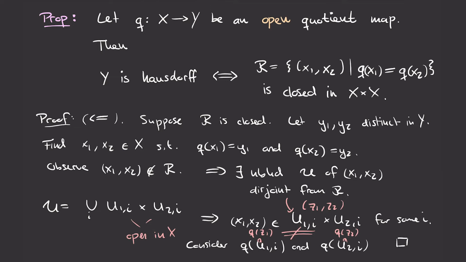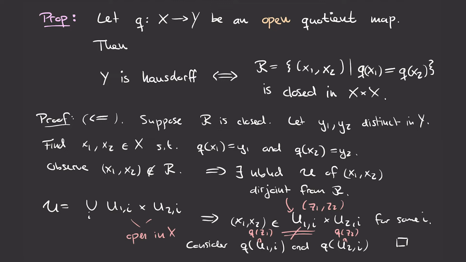Before moving on, I'd just like to emphasize why this proposition is useful. It's useful because when you're taking a quotient of some space, you probably know more about the space X than you do about the quotient space Y. So in particular, you probably also are able to find out things about the product of X with itself. So in that case, it's easier to check whether a certain set is closed in the product space rather than directly checking that the quotient space Y is Hausdorff. But beware that this equivalence here only holds if Q is in fact an open quotient map, and by no means all quotient maps are open.